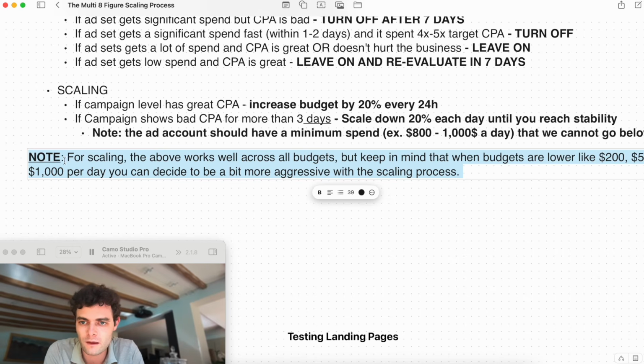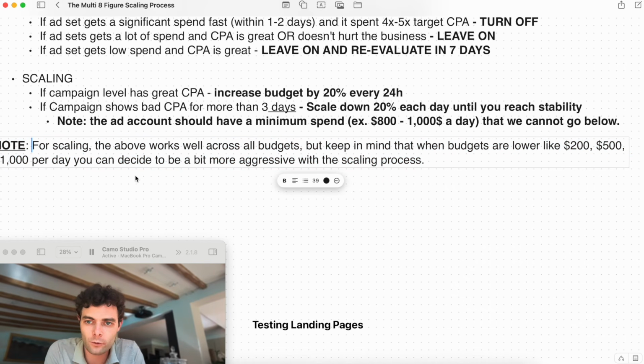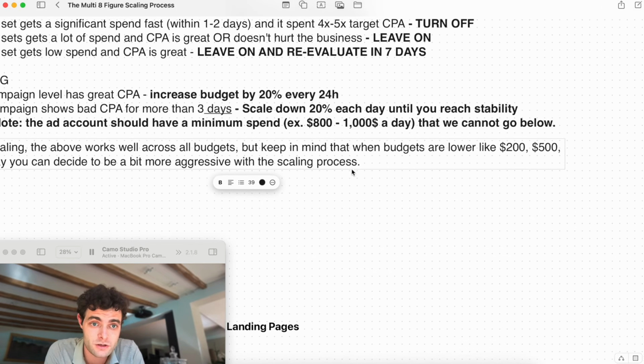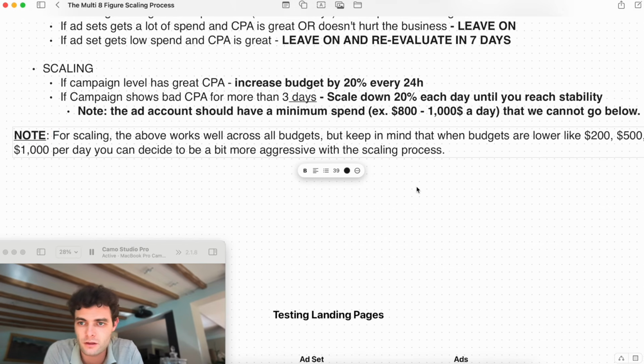Next thing, note, for scaling, the above works well across all budgets, but keep in mind that when your budgets are low, as I said before, like 200, 500, 1,000 per day, you can decide to be a bit more aggressive with the scaling process. I already went through this.